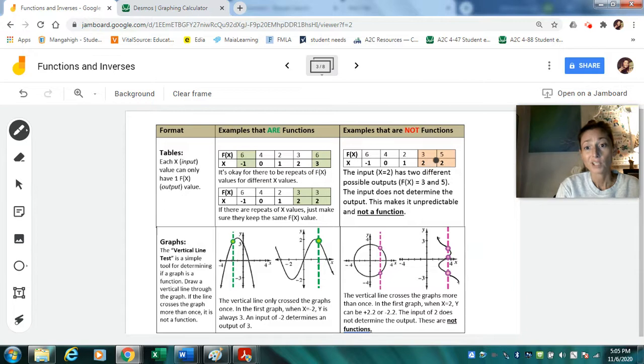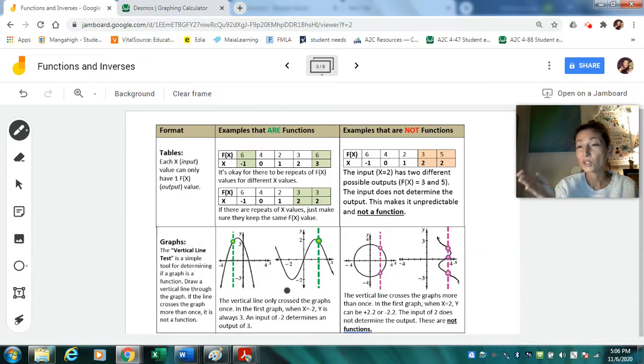Here, though, we have 2 goes to 3 and 2 goes to 5. So now we don't know. X is 2, but is the output 3 or is it 5? And because we can't determine, that's unpredictable and not a function.